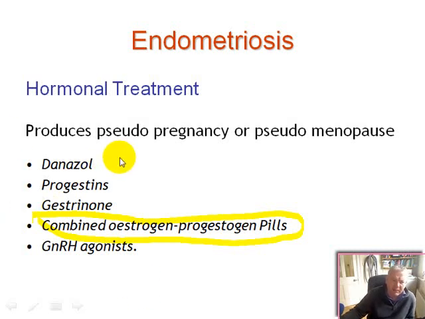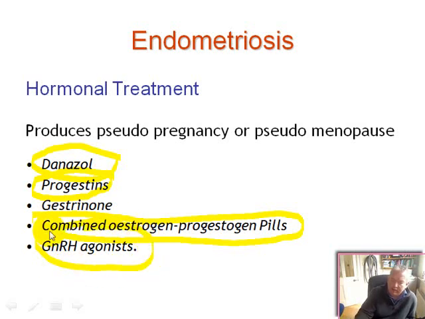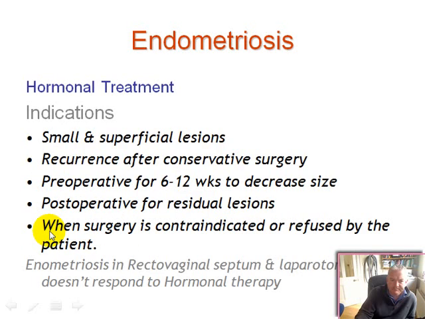Danazol has sort of really disappeared now as a treatment. Progestogens, whether the implants, the depot preparations or oral, can be used, and also the gonadotropin releasing hormone analogues can also be used over 3 to 6 month periods.